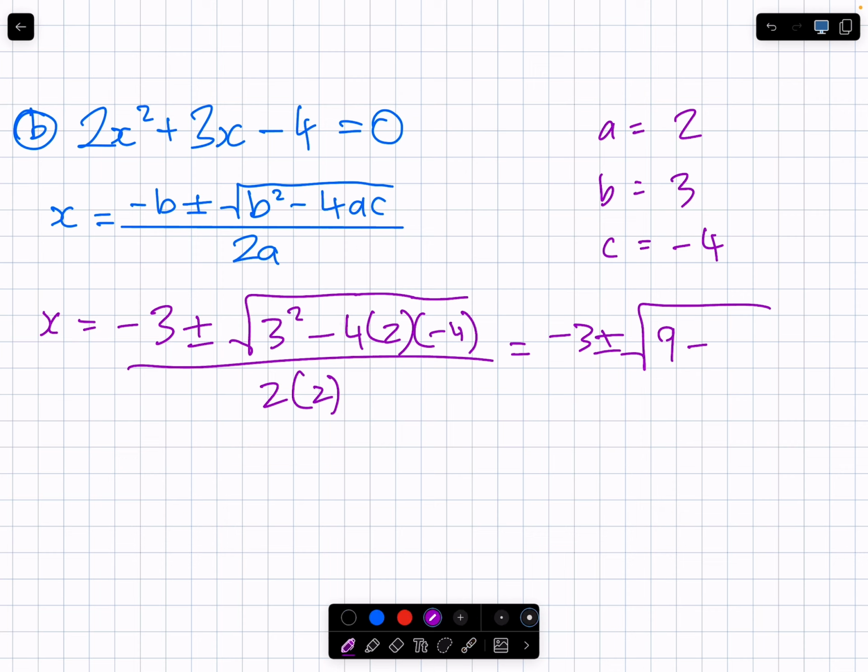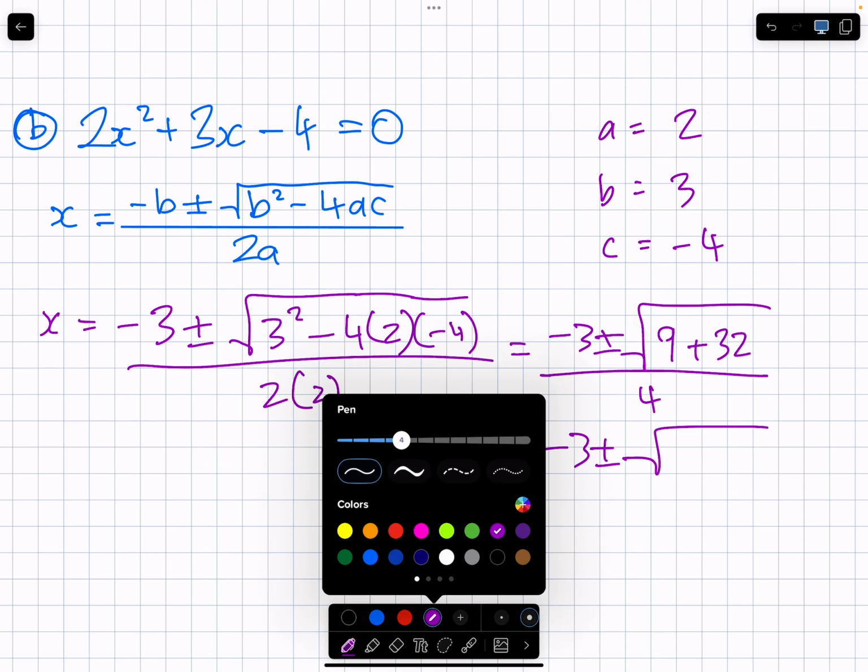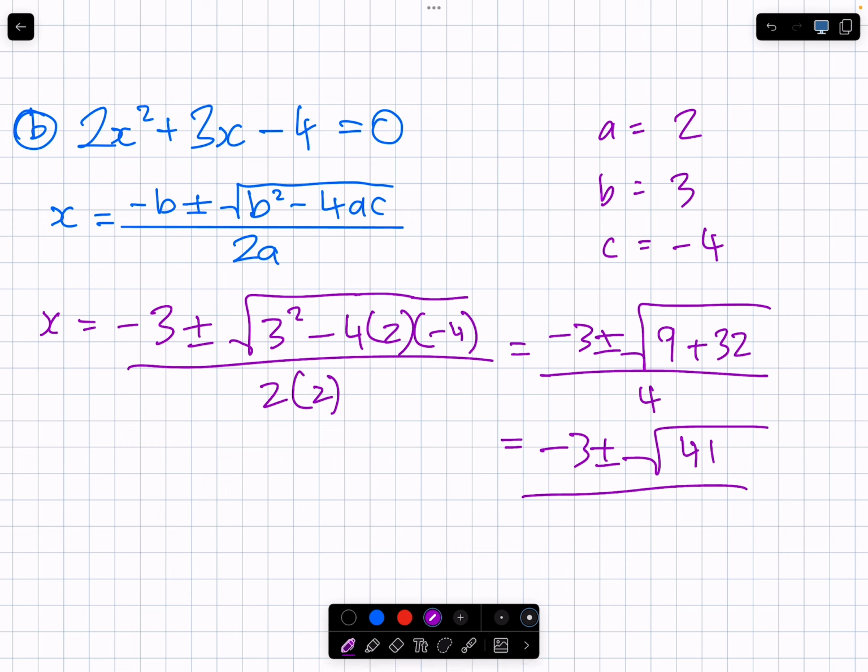So 9 plus 32, because it's negative times negative, over, what's 2 times 2? 4. Negative 3 plus or minus, what's 9 add 32? 41, over 4. And at this level, I'll accept this. I'm only saying that because if those kids are moving up to methods, their teacher will say there's more cancelling you can do. But right now, what I want to teach is how you plug this into that to get an answer. Okay? I'll stop there.